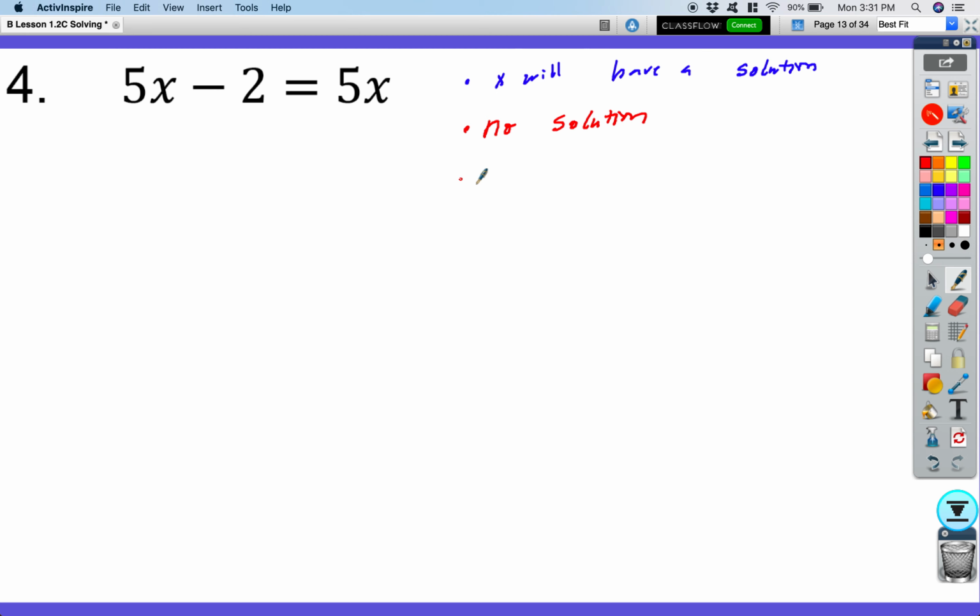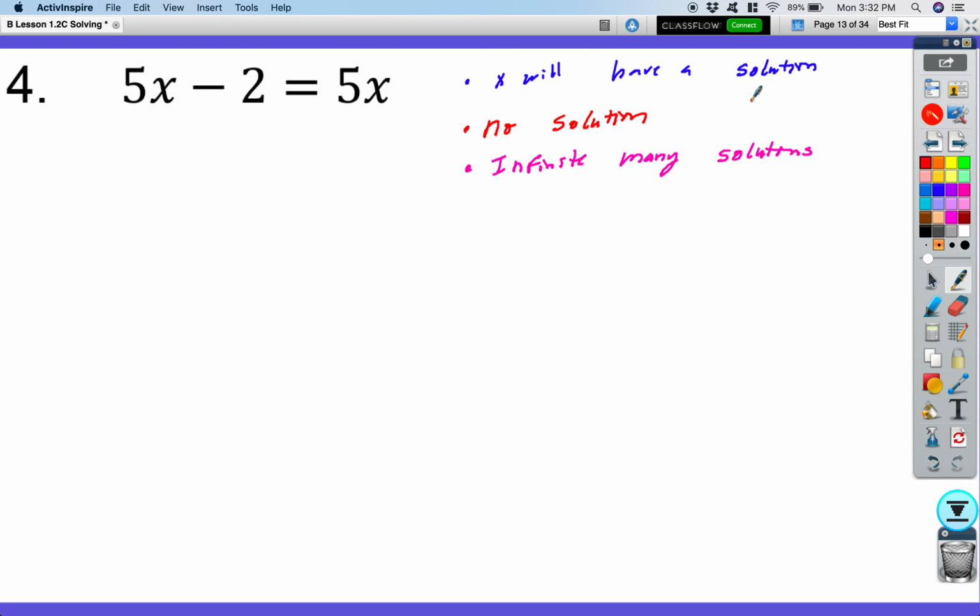And that's where, no matter what number I plug in, it will not be a true statement. It will always be false. And my last and final example would be infinitely many solutions. That's when I solve it, and I end up with a true statement, such as 0 equals 0, 2 equals 2, 5 equals 5. And that means no matter what number I plug in for x, I will end up getting a true statement.